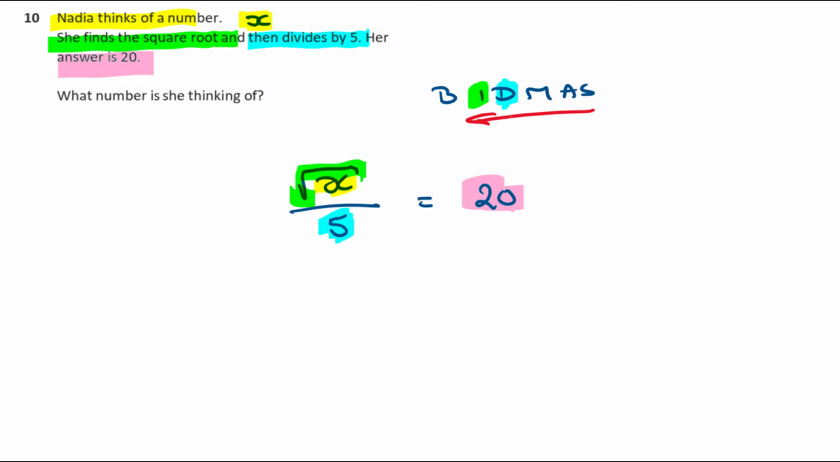Now what we do with equations is the opposite of the thing, to kind of reverse it, don't we, to unwind it. So the opposite of dividing by 5 is timesing by 5. So I'm going to times this side by 5, but to make sure it continues to balance, I'm also going to times this side by 5 as well. Now this 5 cancels with this 5, and that is going to leave me with just root x on the left. Okay, now on the right hand side I've got 20 times 5. 20 times 5 is 100.